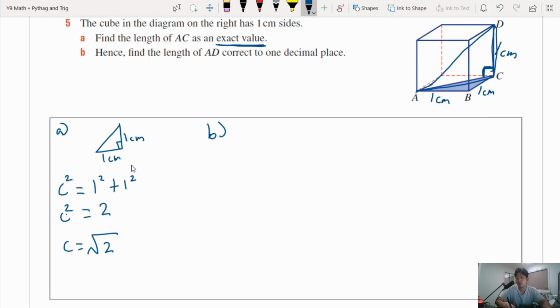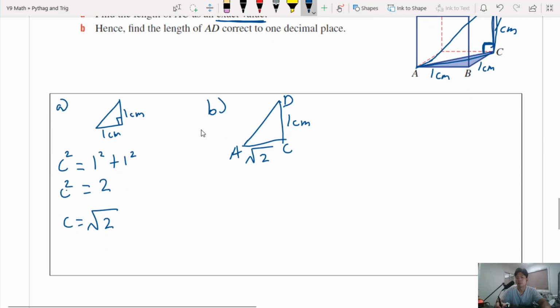So I'll just draw the diagram out. So we have A, C, and D. We know what A to C is because we calculated it in this question. That is square root 2. From C to D, we have the height from the previous information. That is simply 1 centimeter. And we just don't know what A to D is, so we can use Pythagoras theorem to work that out because it is a right angle triangle.